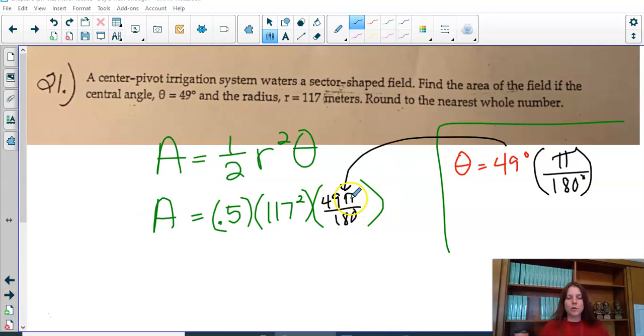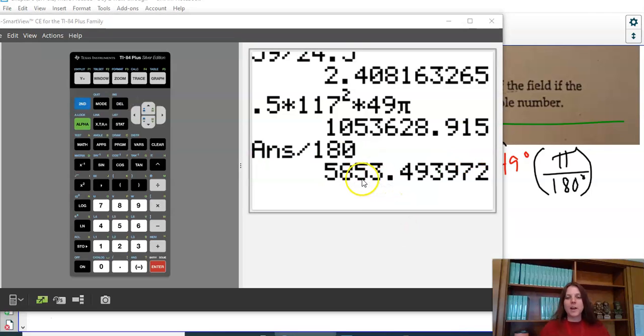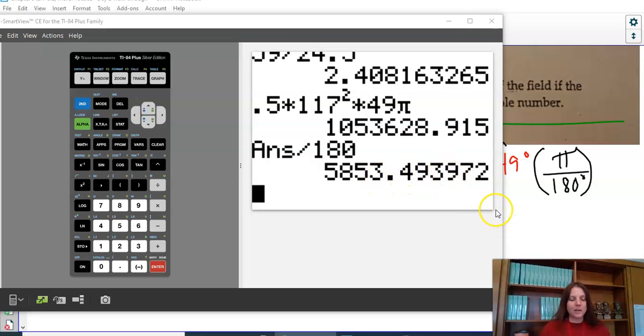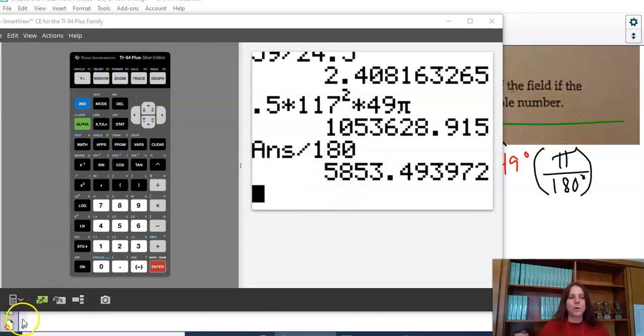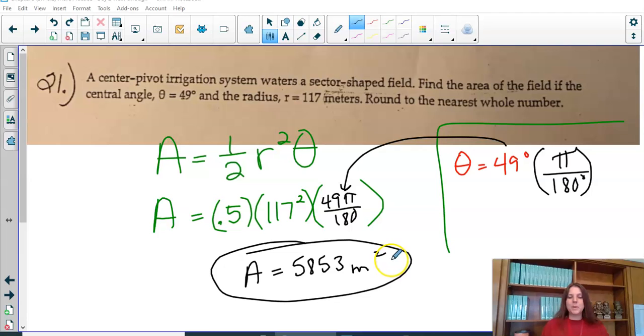Okay, so I converted it to radians, and then I typed it into my calculator, 0.5 times 117 squared times 49 times pi, hit enter, divide by 180, and I ended up with 5,853.49 and so on. It says to round to the nearest whole number. Since this is a 4 behind this decimal point here, I would just round it to 5,853. And this would be meters squared or square meters since it's an area.